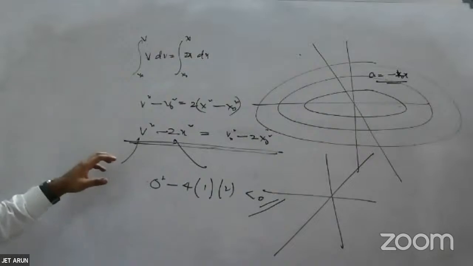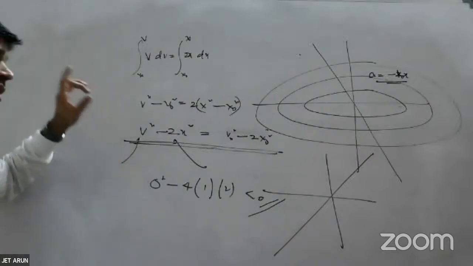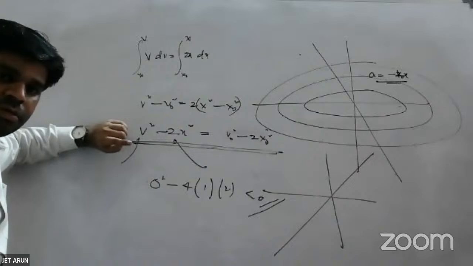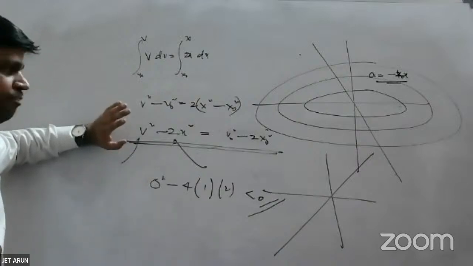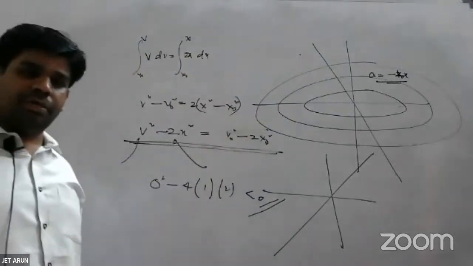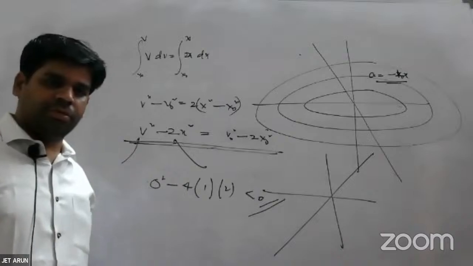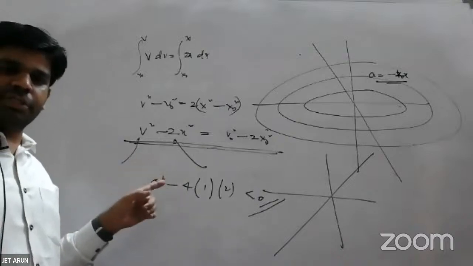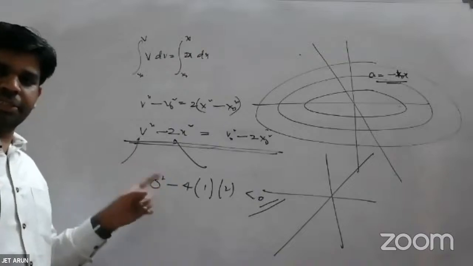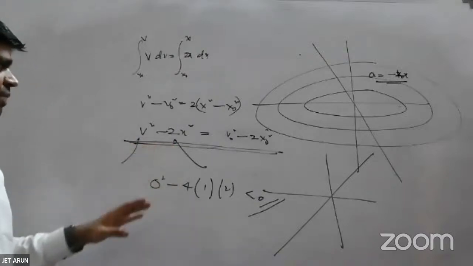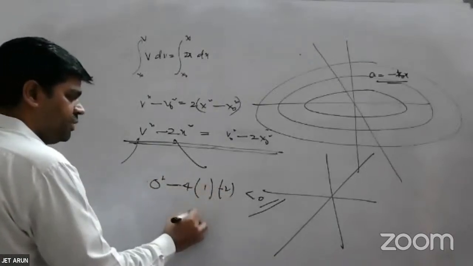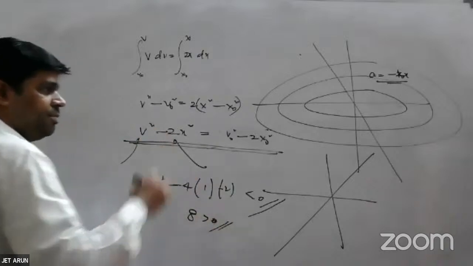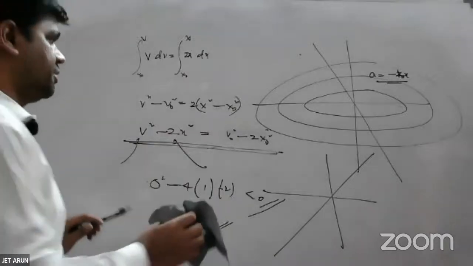Now tell me what kind of conic it is. First of all, is it a circle? No, it cannot be a circle. Is it a tilted conic? B is 0, so it's not a tilted conic. Is it a shifted conic? My center is at the origin, right? Now check which kind of conic it is. B square minus 4 into 1 into minus 2 is 8, which is greater than 0. Hyperbola. So this is a hyperbola with center at origin.